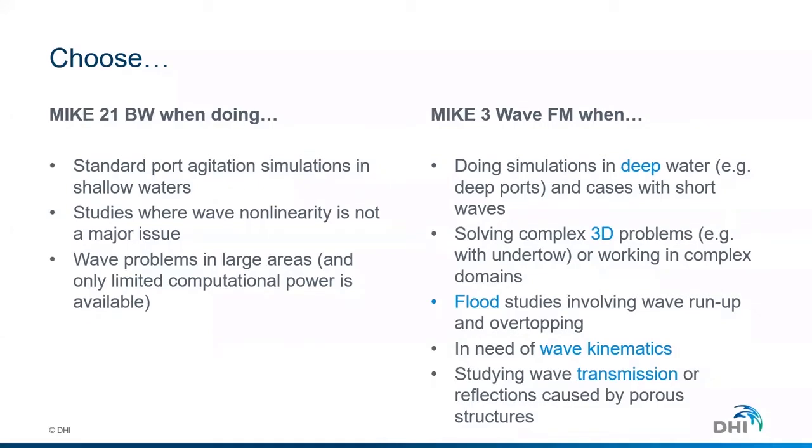So to sum up, you would use MIKE 21 BW when you are trying to see these standard port agitation simulations. Also, when you have cases where nonlinearity is not an issue. Of course, MIKE 21 BW can handle nonlinear waves, but it is only up to a limit. And also, if you're looking into really large areas, there you could also consider using MIKE 21 BW.